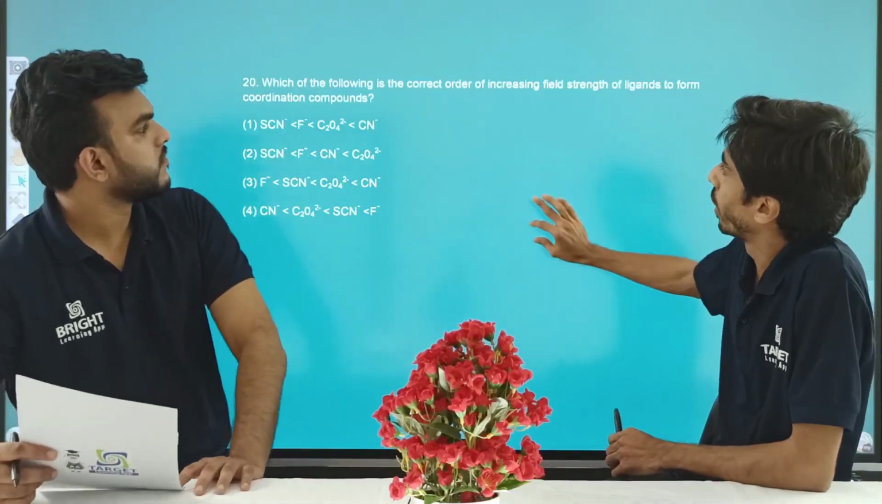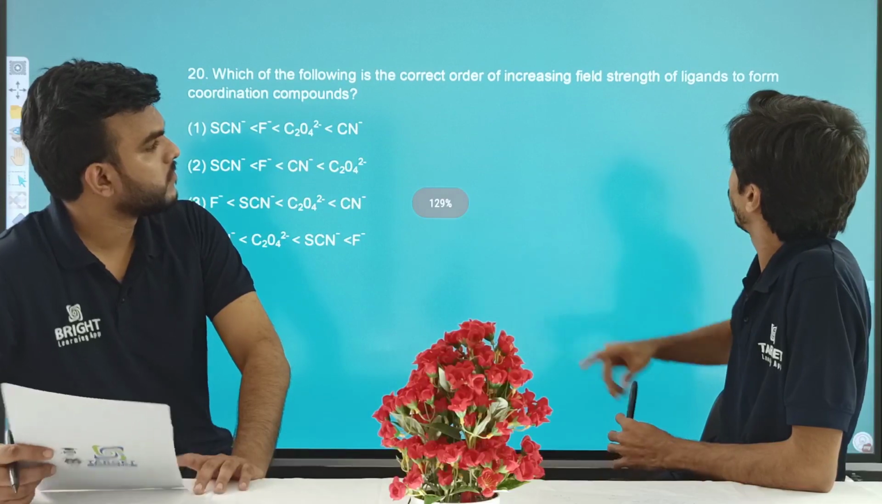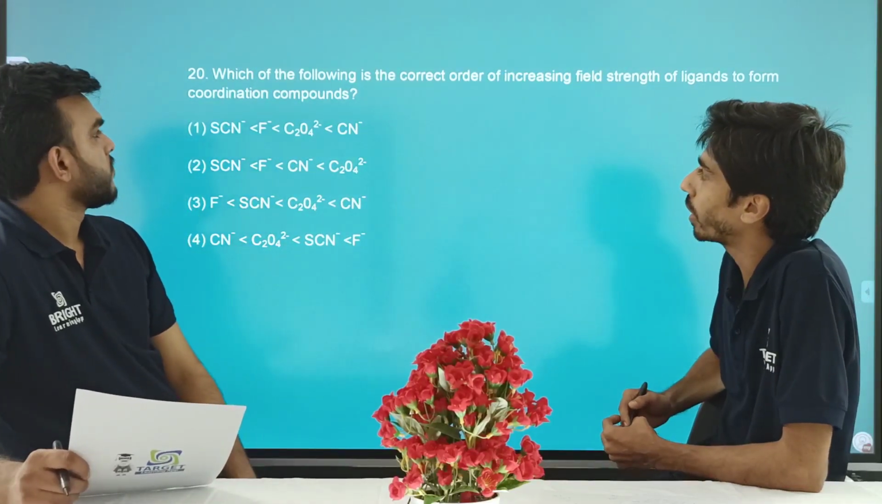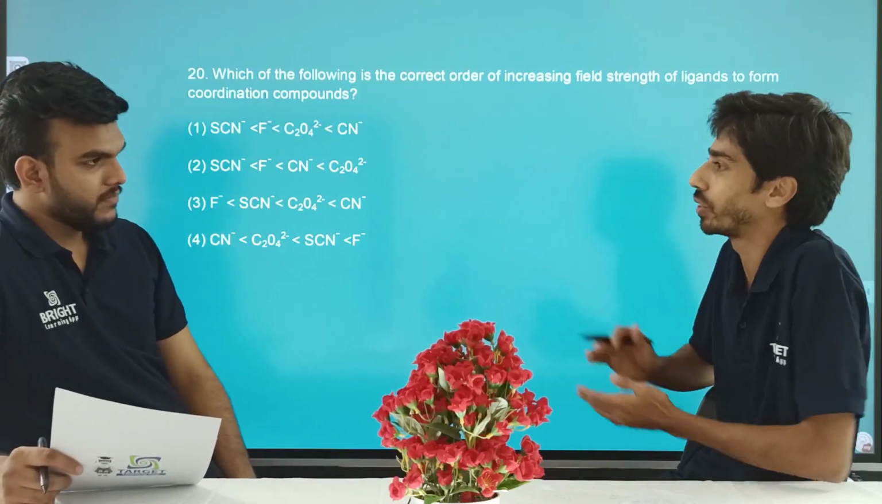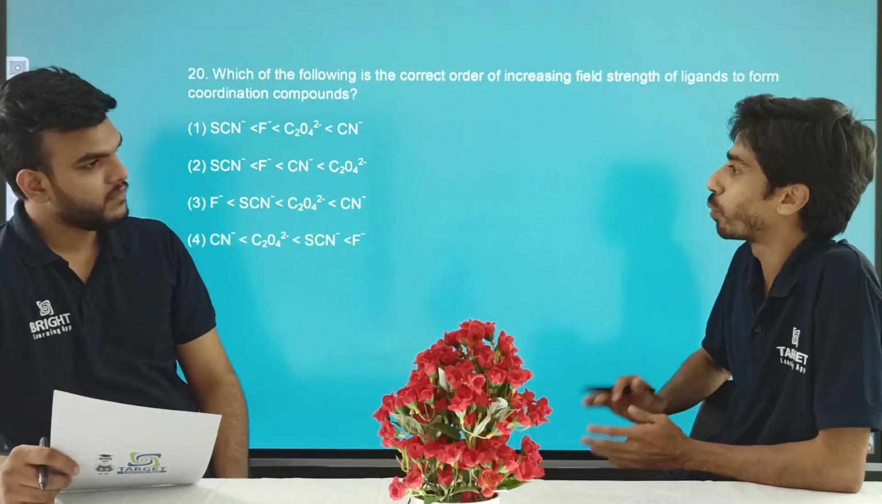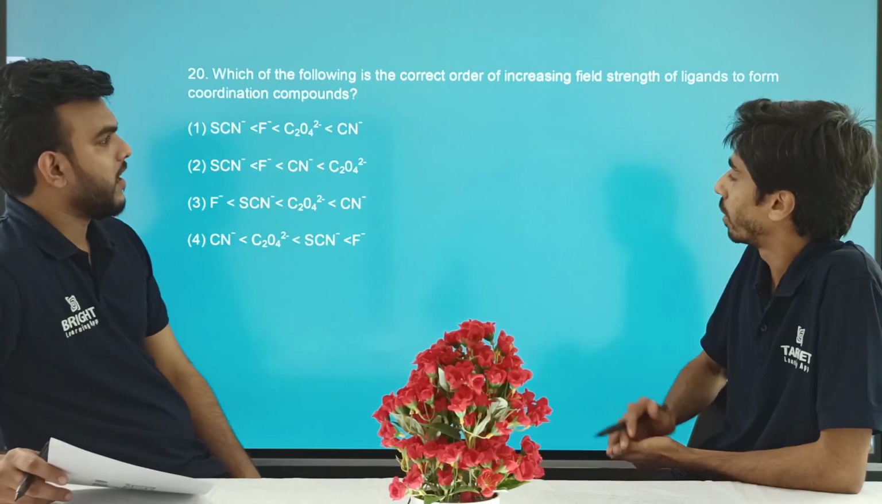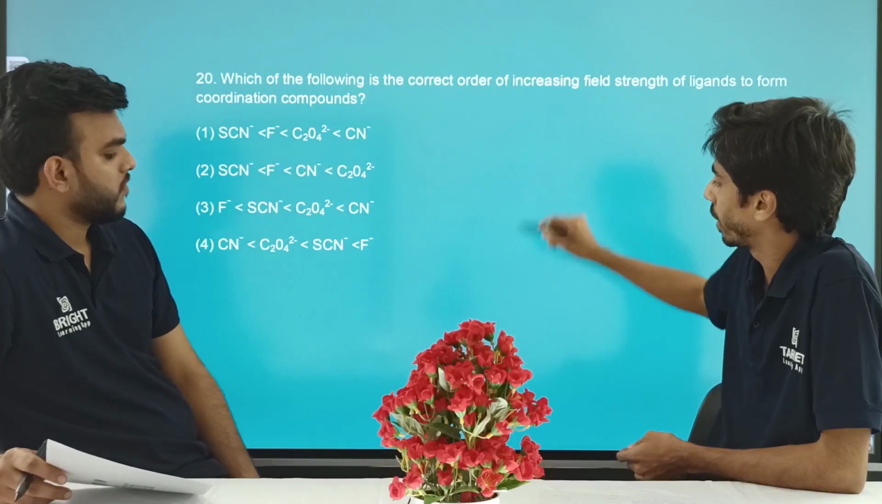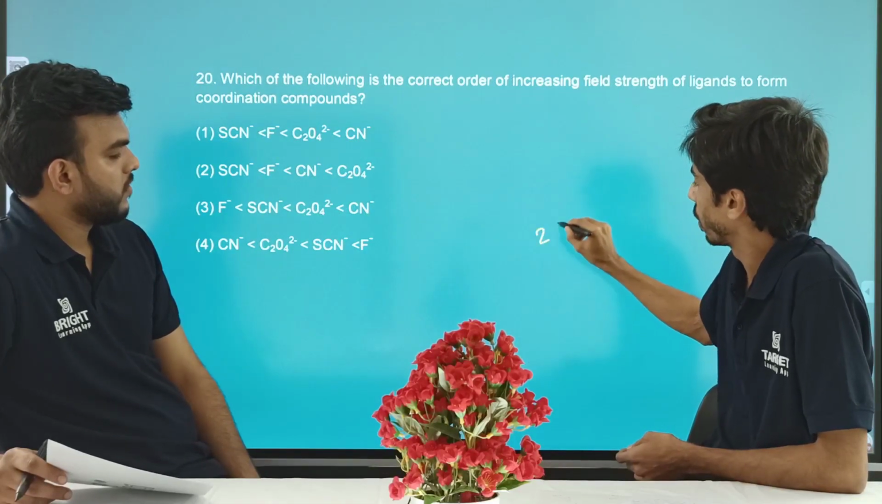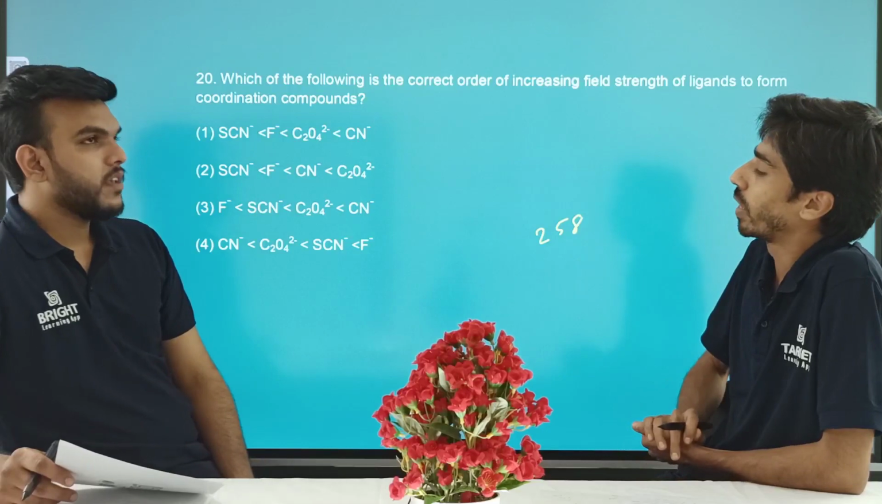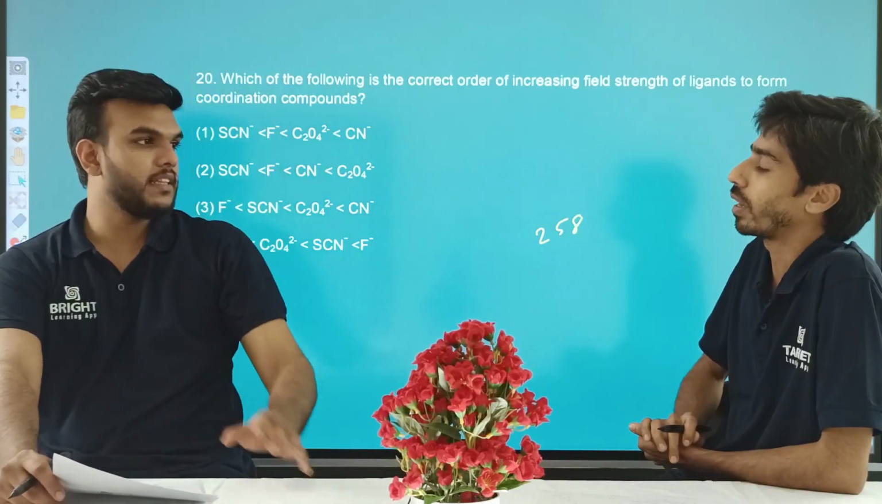Now, which of the following is the correct order of increasing field strength of ligands to form coordination compounds? It's a very direct question because it's given in the textbook itself, the increasing order of the field strength. I think on page number 258, it's clearly mentioned: the increasing order of the field strength of different ligands.